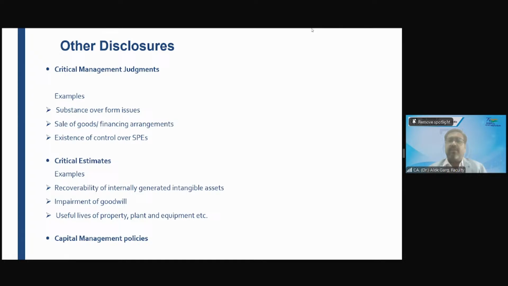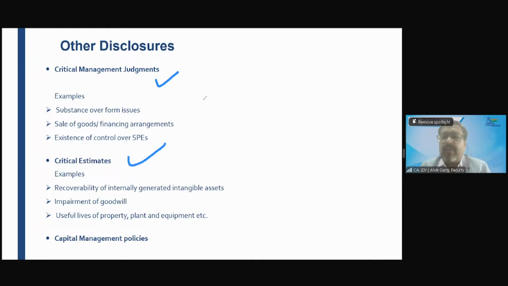If I talk about the other disclosures, there are critical management judgments and critical estimates. Okay, friends, when you look at your balance sheet, are all the numbers in your balance sheet actual and accurate numbers, or are a few line items estimated numbers? "It's not an accurate number, sir. We have the estimation as well."